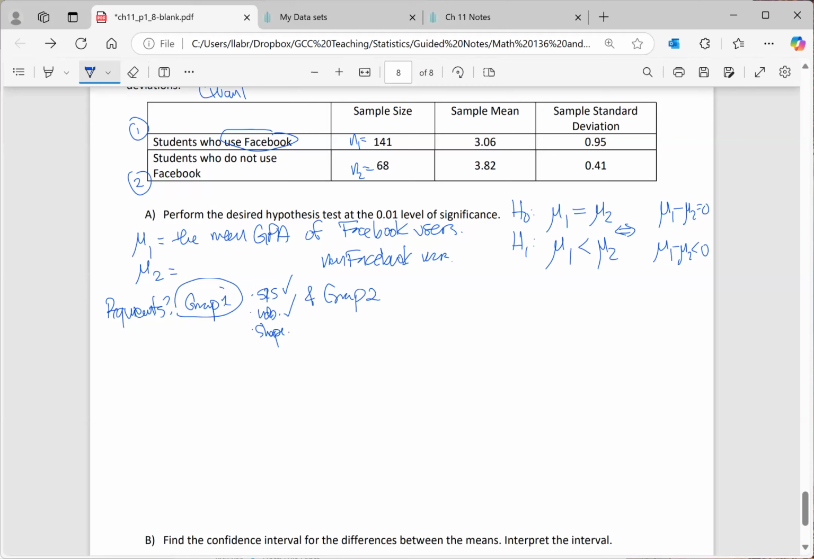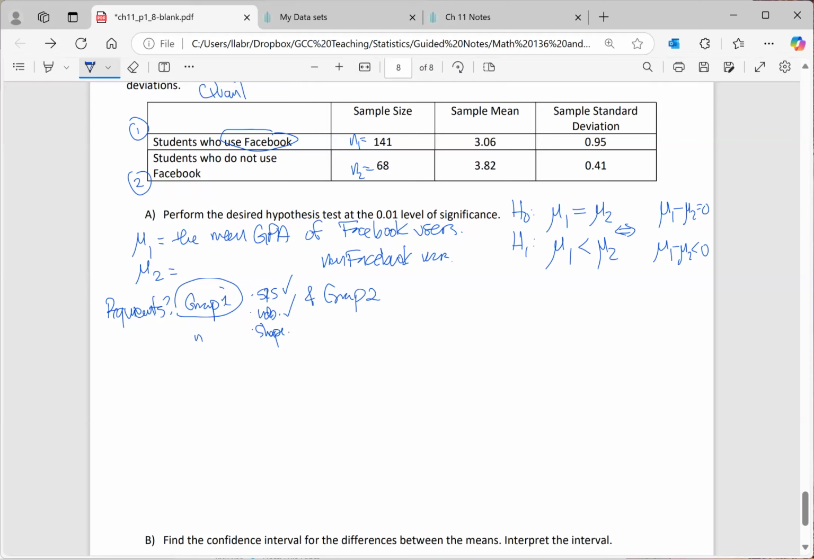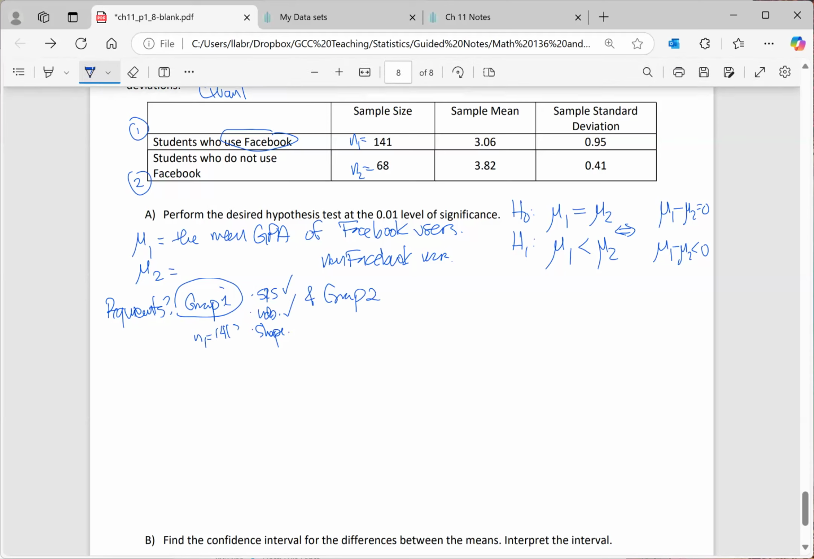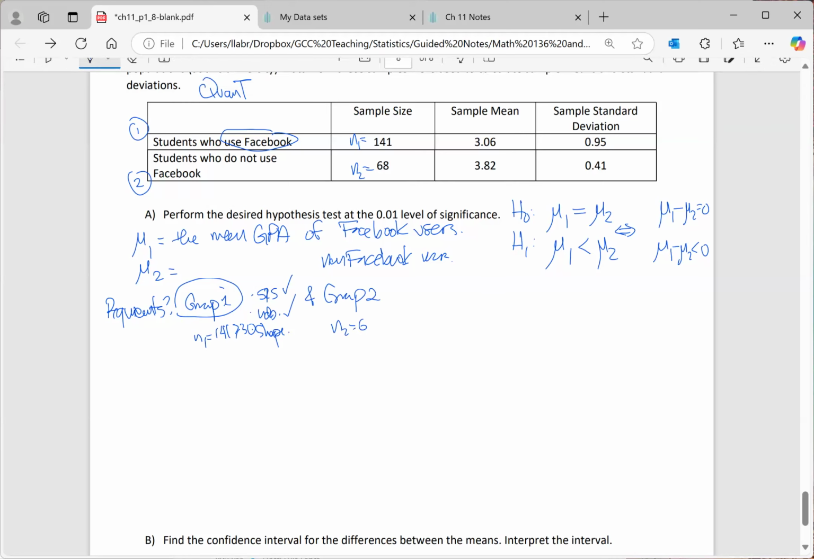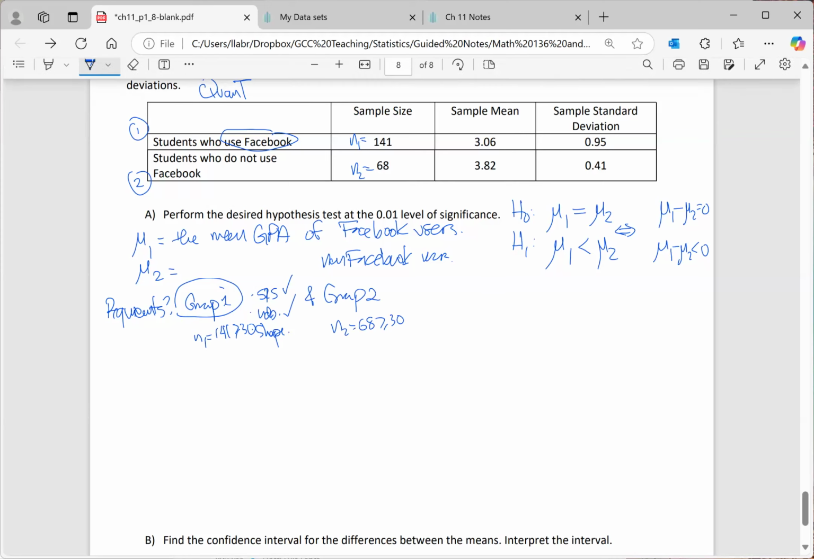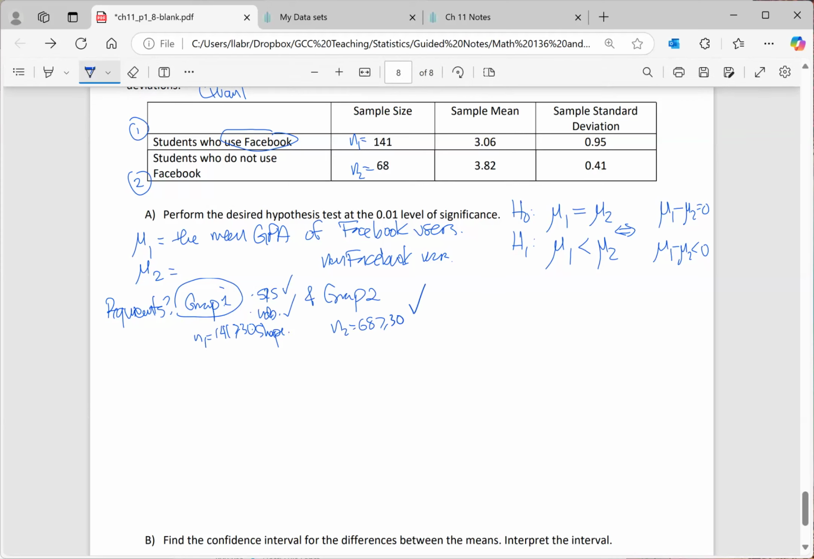Okay, so for group 1, n1 is 141. That's definitely greater than 30. So we've got the large sample in our favor. And then n2 is 68, greater than 30. So we're good to go there also.